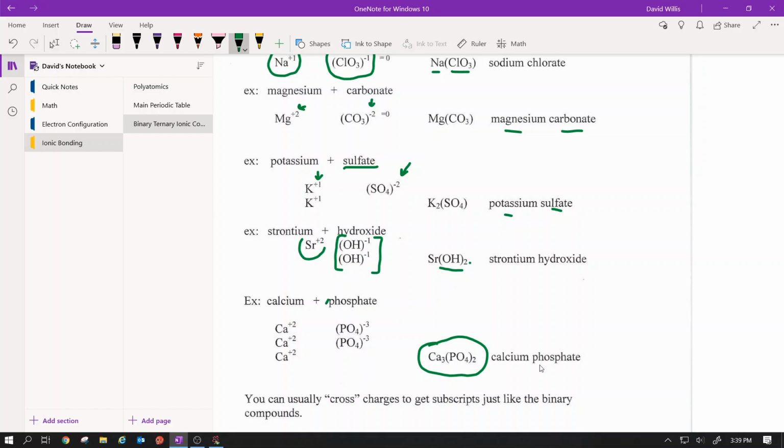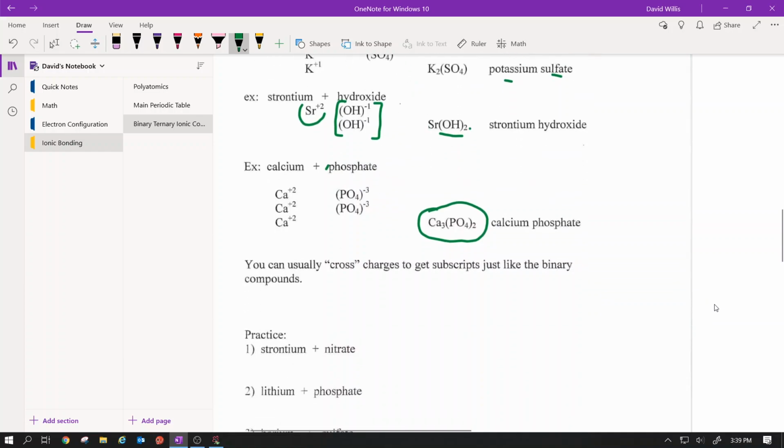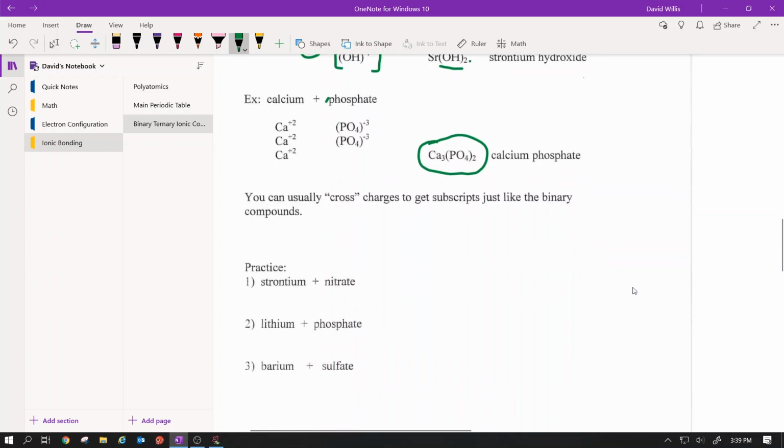The naming for this is even easier than the last one. Name the metal, name the ion. That's all there is to it. You do not have to make any adjustments to that. Here's what I will tell you. You always need to place the positive ion first.